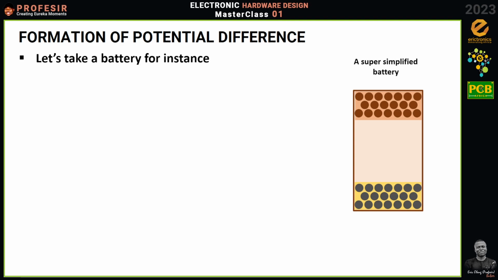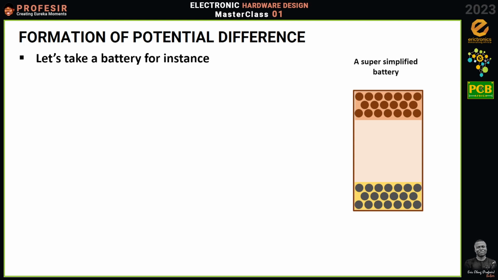Okay, so let's take a battery for instance, and for the sake of teaching, I'm going to simplify things. Once again, I'm not going to go into the chemistry of batteries. I'm just going to treat batteries from the physics point of view. Is that okay? I'm not going to do all those chemical reactions. All those chemical reactions lead to generation of charges, right? So I'm going to abstract away those details and just work from the point where the charges have been generated.